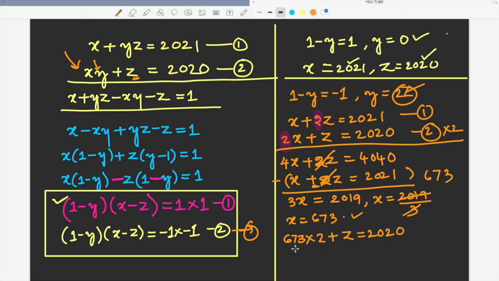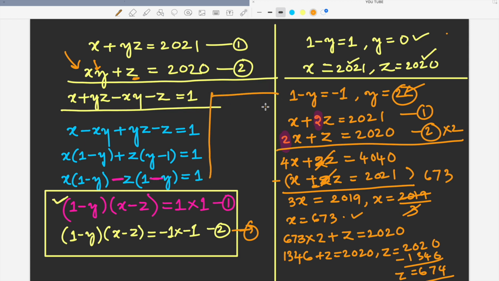Right? So from this I have to double this. It should be 1346. So 1346 plus z equals 2020. That means z equals 2020 minus 1346, which of course gives 674. So this is the value for z, right? So from this I got three values.